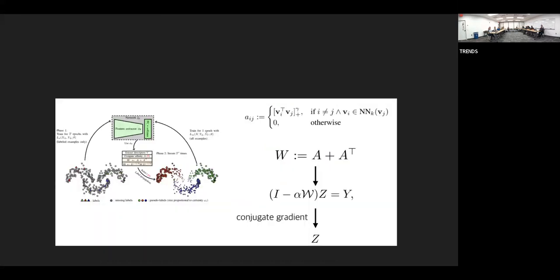So Y is the labels on the far left, where we started with, the given labels. Alpha times omega is your neighborhood graph, basically a weighted adjacency matrix or something like that. And Z is unknown, so you're solving it for Z. These are embedding the labels, the assigned labels.